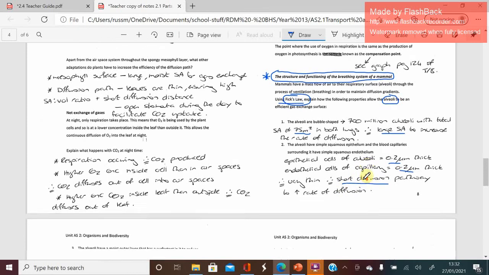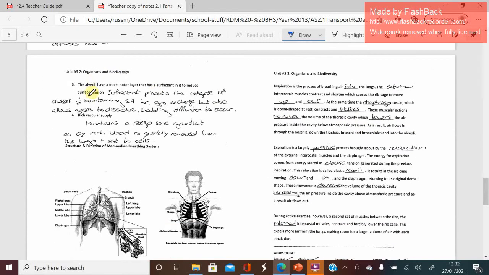concentration difference. Then there's the surfactant. What would happen is it's a bit like a balloon.